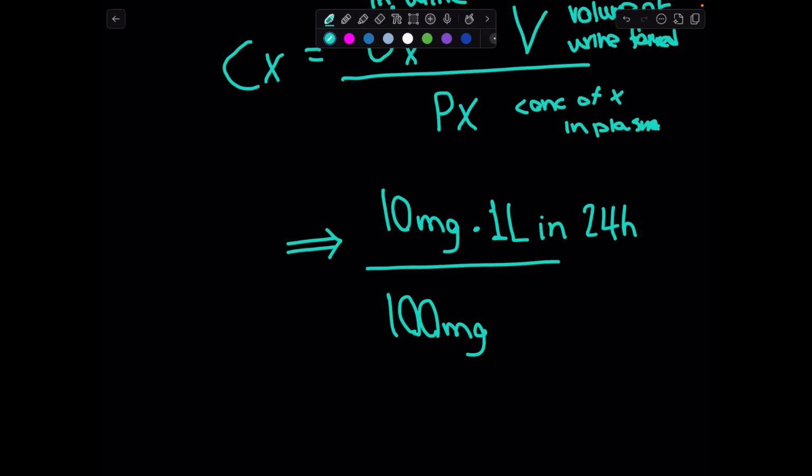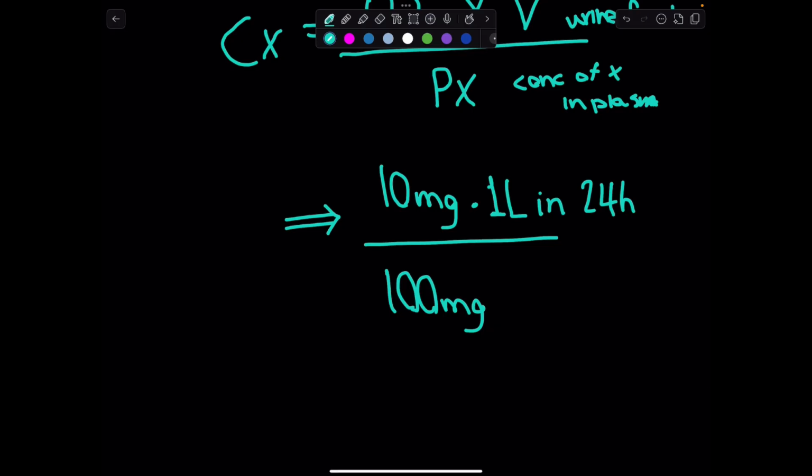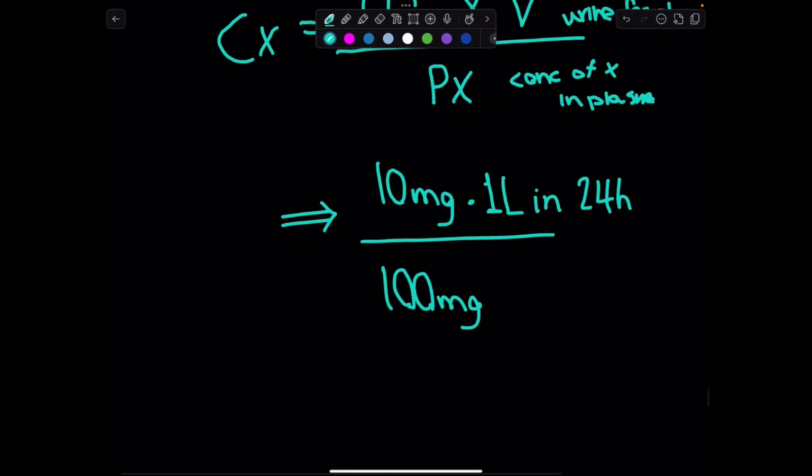Wait, what are you on about? Wait a sec. So, first of all, renal clearance, tell me if I'm right, equals concentration of X in urine times the volume of urine formed in a given time over concentration of X in systemic blood, plasma, or serum.